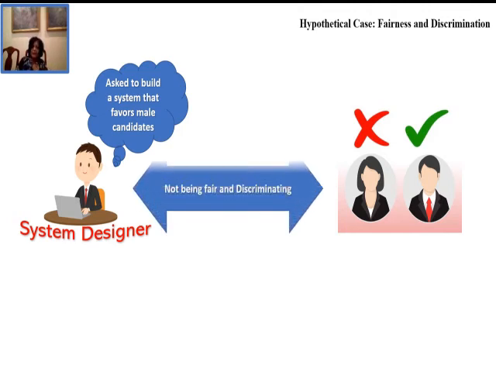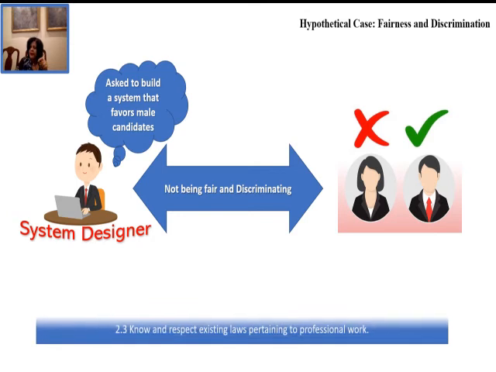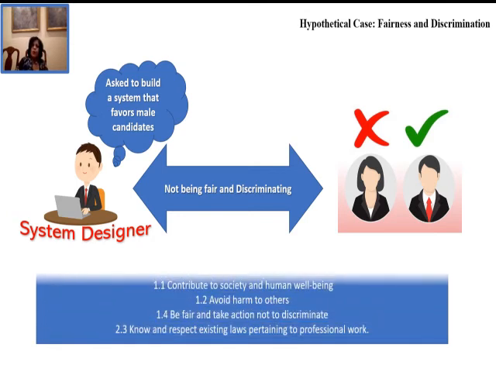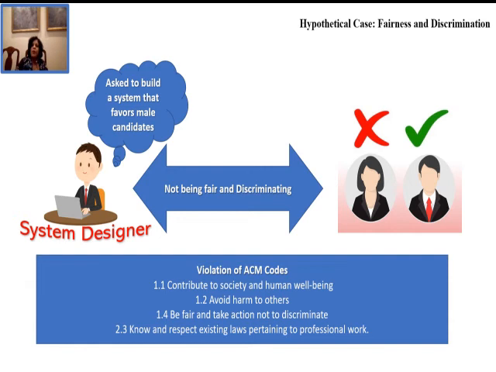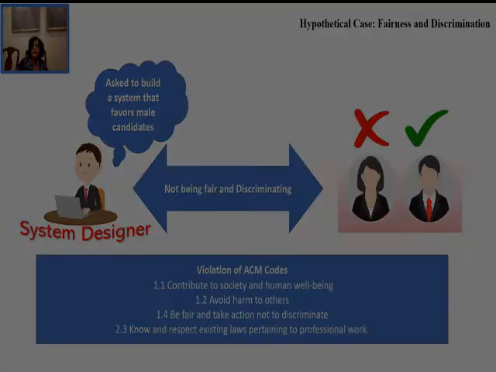It is expected that the system designer should question the problematic nature of the demand and ask the client why this is being requested. But to go ahead and build the system would be a violation of ACM Codes 1.4 Fairness, 2.3 Respecting Existing Laws, and would be inconsistent with 1.1 Human Well-being and 1.2 Avoiding Harm to Others.